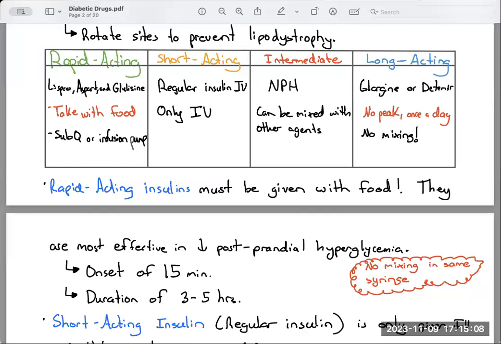The next thing that I want to talk about is long-acting insulin. This is like glargine or detemir. So these two are only given once a day because they last so long.